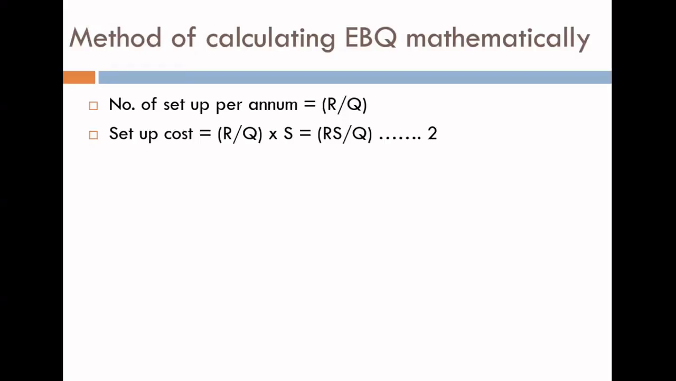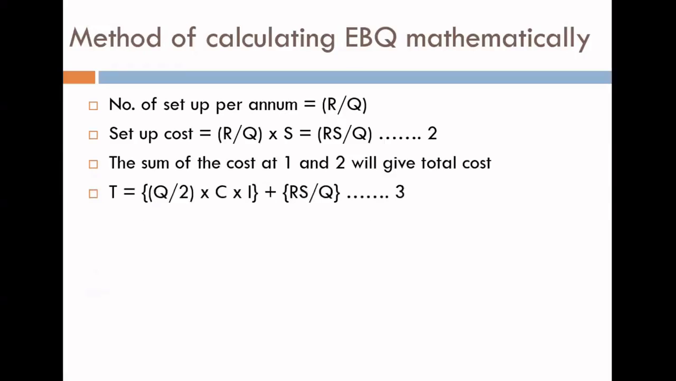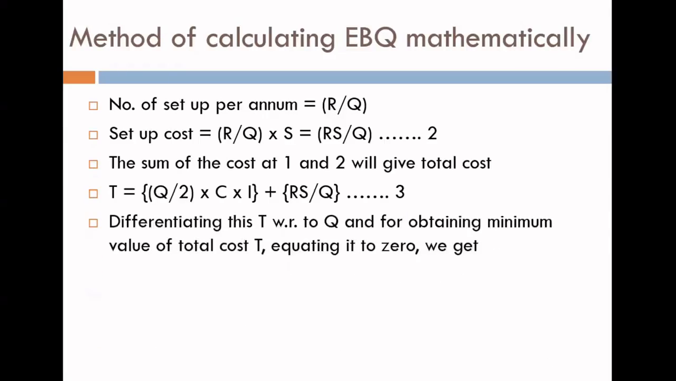The sum of equations 1 and 2 will give the total cost T, which is equal to Q by 2 into C into I from equation 1, and RS by Q from equation number 2. This is equation number 3. Differentiating this T with respect to Q, and for obtaining the minimum value of the total cost T, equating it with 0, we get dT by dQ is equal to 0.